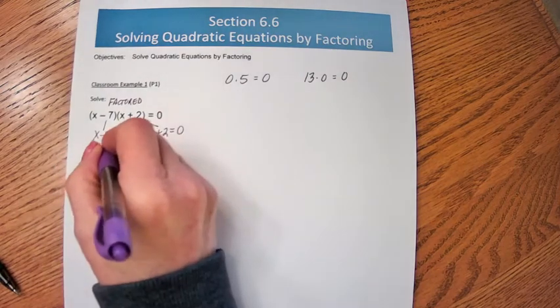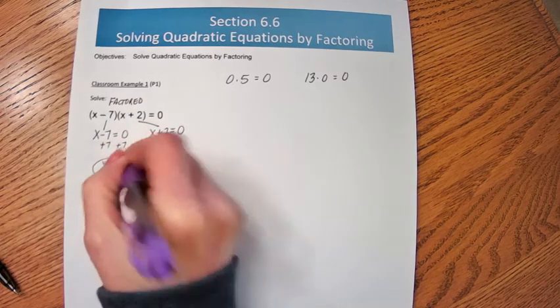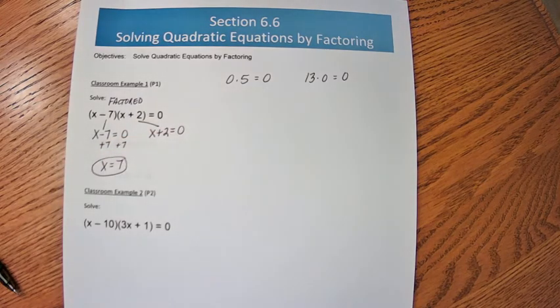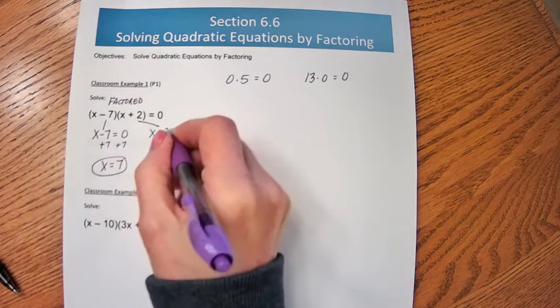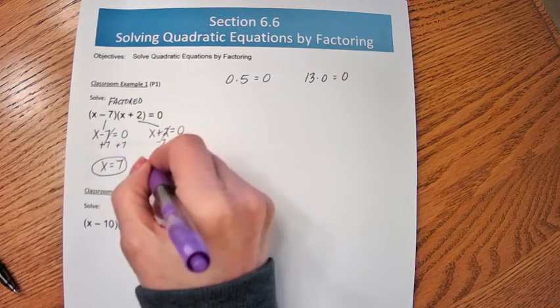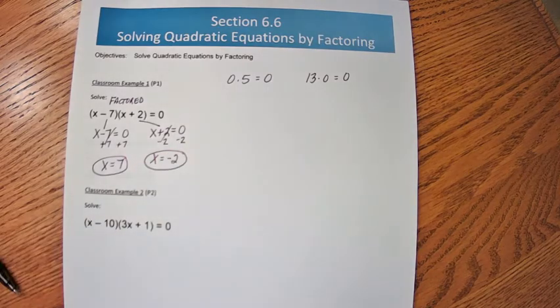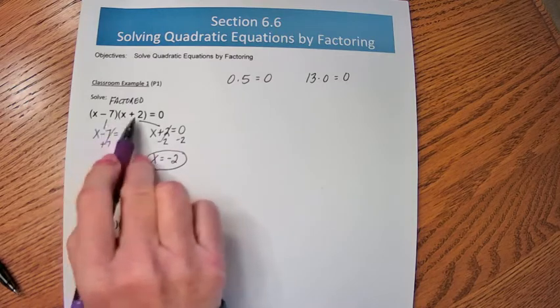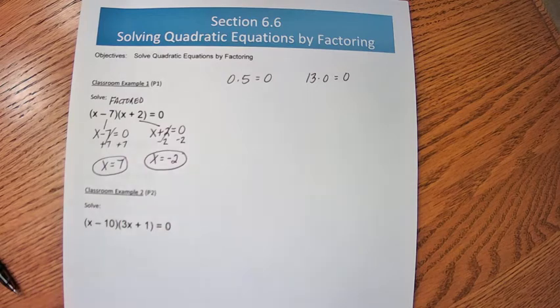If I want to get x by itself, I'm going to add 7 to both sides. X equals 7 is one of my solutions. If I want to get x by itself, I'm going to subtract 2 from both sides. And x equals negative 2 is one of my other solutions. So the two values for x that will make my equation true would be 7 or negative 2. So why don't you try practice 1.